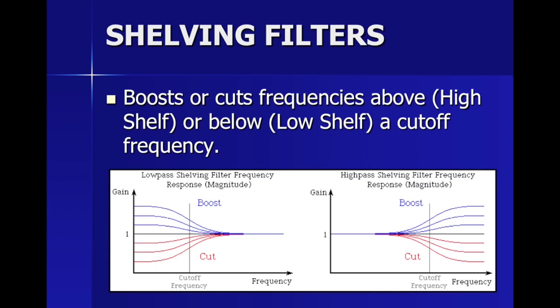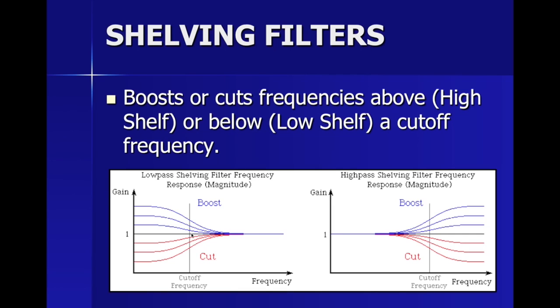Shelving filters are a little bit different than peaking because they boost or cut frequencies either above or below a selected cutoff frequency. In the case of a high shelf filter, that allows us to boost or cut frequencies above the selected cutoff frequency. Now in some situations, on a mixing board for instance, that cutoff frequency may be fixed. You might not be able to change it. It might be sitting at 8 kilohertz or 10 kilohertz, 12 kilohertz.